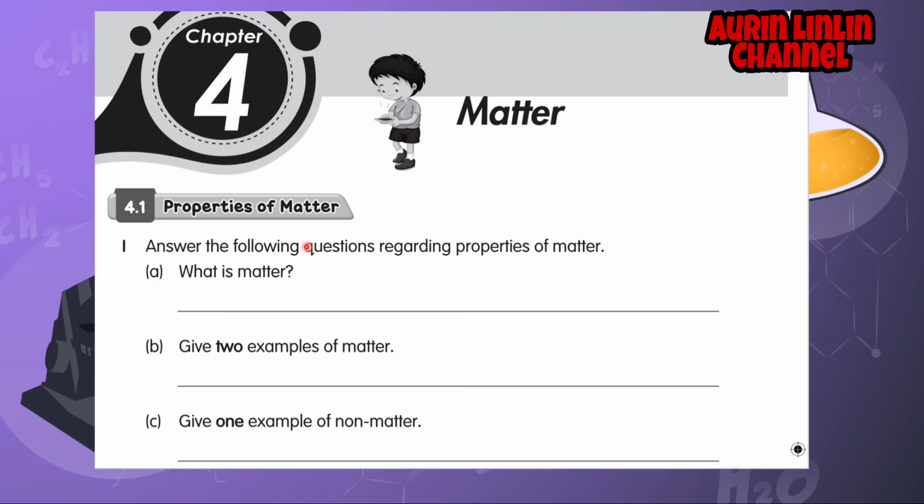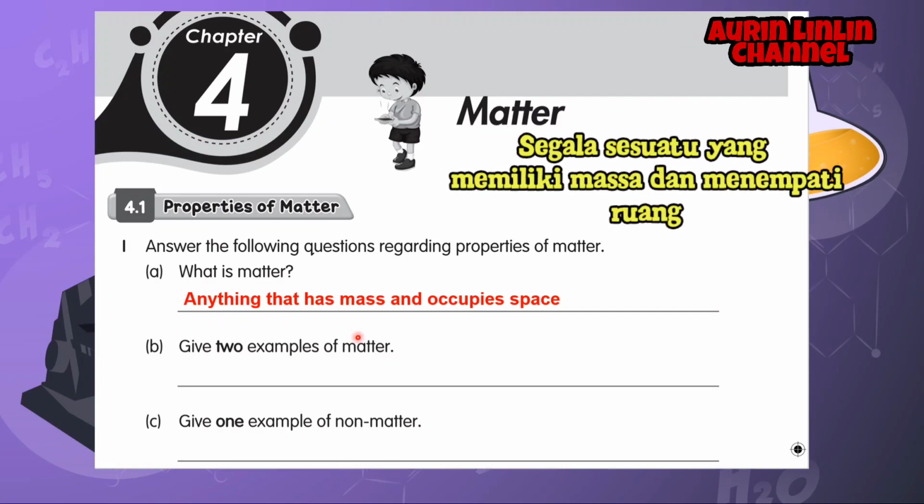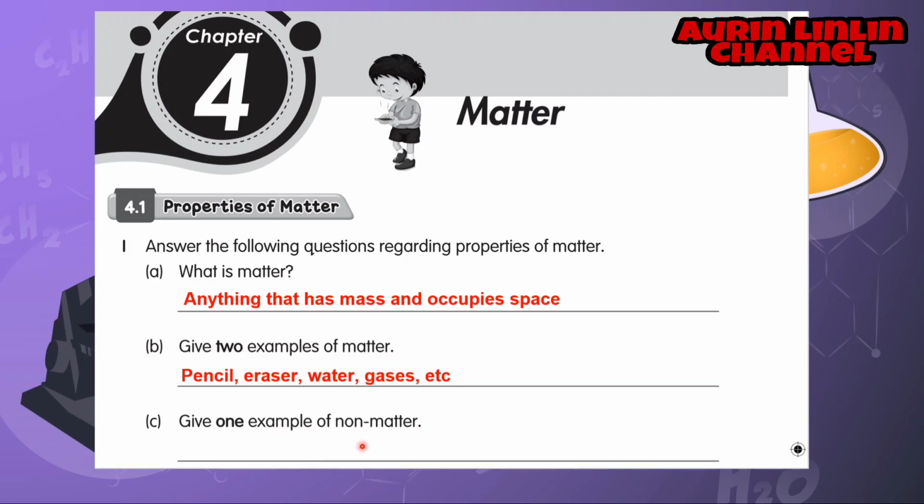Properties of matter. Answer the following questions regarding properties of matter. What is matter? The answer is anything that has mass and occupies space. Next, give 2 examples of matter. Pencil, eraser, water, gases, etc. Next, give 1 example of non-matter. Sound, light, and heat.